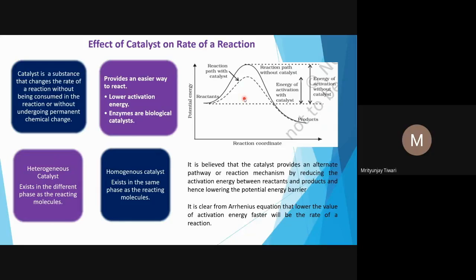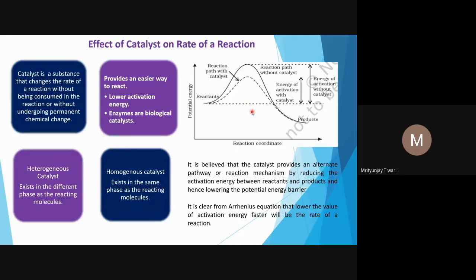So how does the catalyst increase the rate of reactions? We know the rate of reaction depends on two factors: the rate constant and the concentration raised to the power of the order. Those things we have already seen in the concentration dependence of the reaction rate. Here we mostly focus on the dependence on the rate constant. So the catalyst also affects the rate constant.